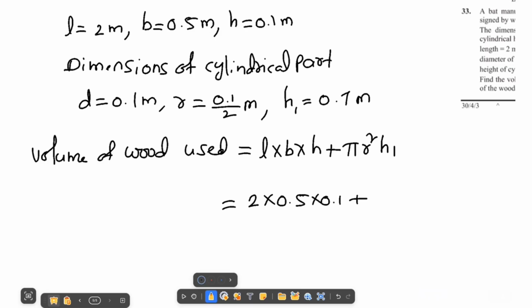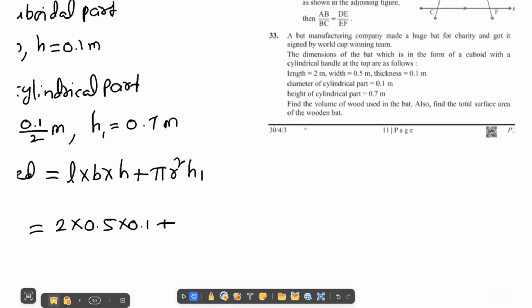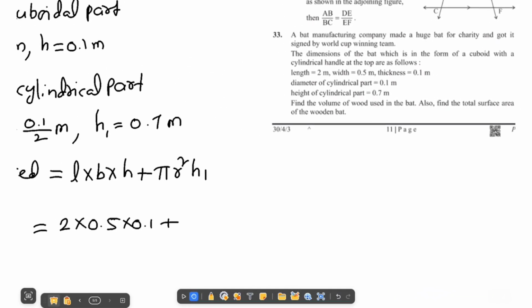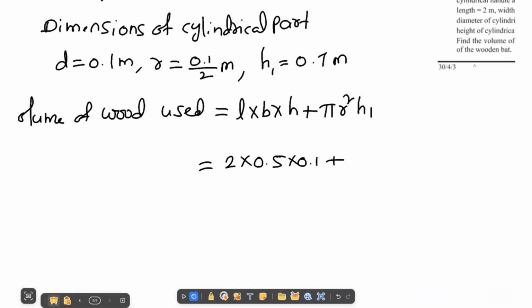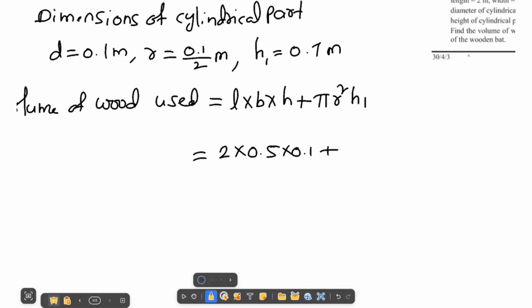Plus pi value. Is it given here? Nothing. If it is not given, we have to take pi value 22 by 7. So 22 by 7 r square. What is the radius? 0.1 by 2, 0.1 by 2, into h1, 0.7.